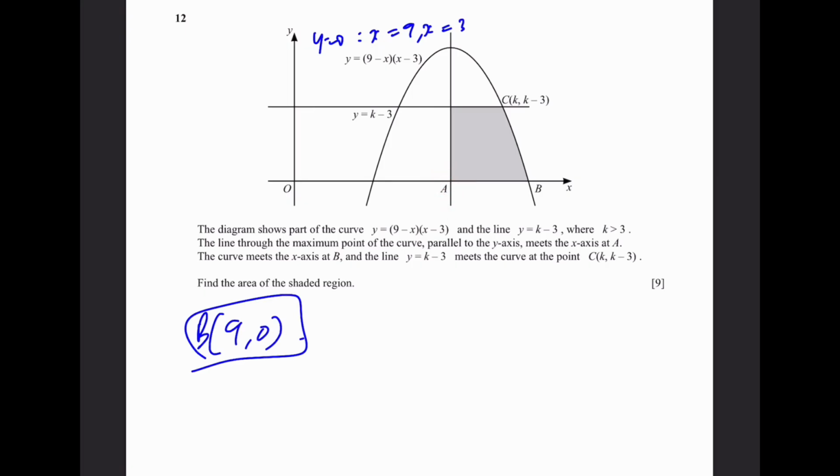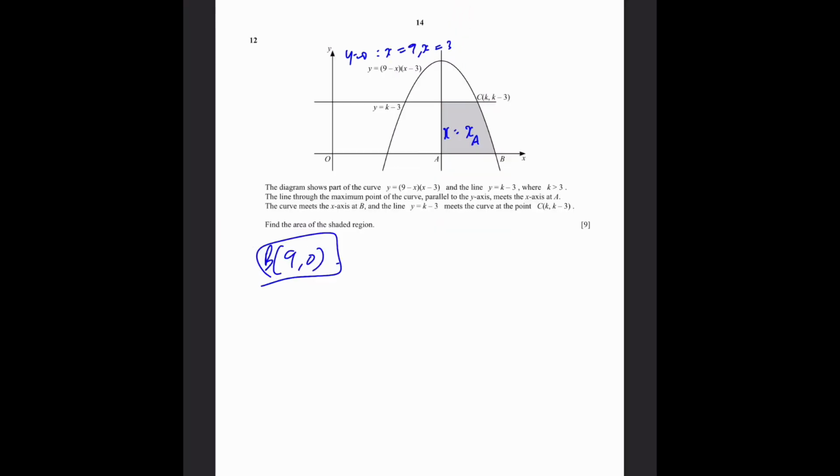Of course, we know that this line here contains the x value of A, and the x value of A is the same as the x value of this turning point. And the y value of A is just 0 because it lies on the x-axis. So this line here is x equals the x value of A. This is the line. And that's also the x value of the turning point, so we can find the turning point of the graph.